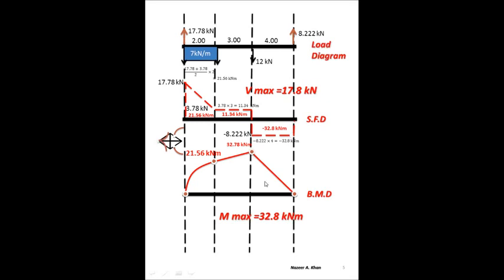Again, the same rules apply to the bending moment diagram. The maximum deviation. If it happened to be on the minus side, then I would just record it as a positive again. And that maximum deviation, you can see it right there, 32.8, and it becomes kilonewton meter.